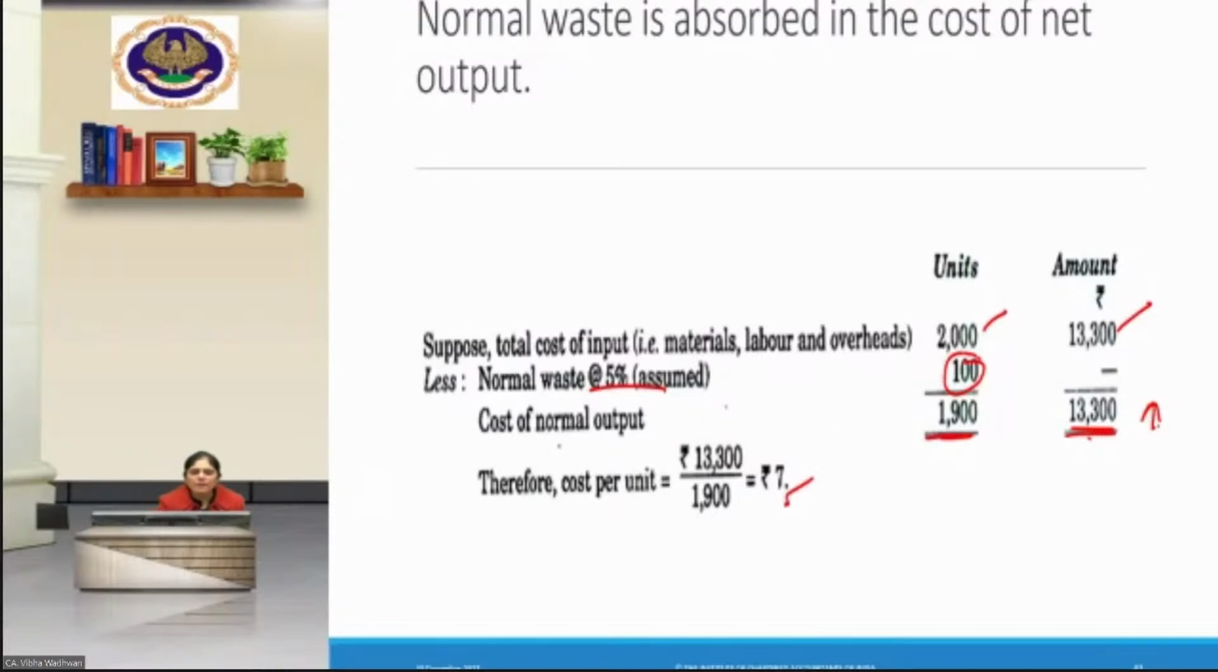So this is the normal output. With every 2000, we have a waste of 100 units. That is a normal waste. Assume it's always an estimate, due to past experience. Out of 2000, 100 units have to go as waste. So this is a normal waste.